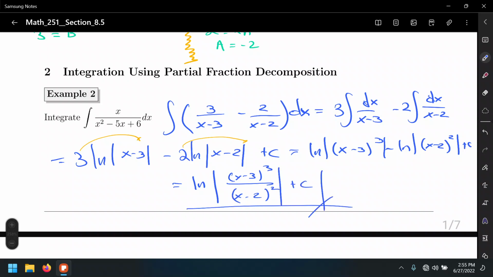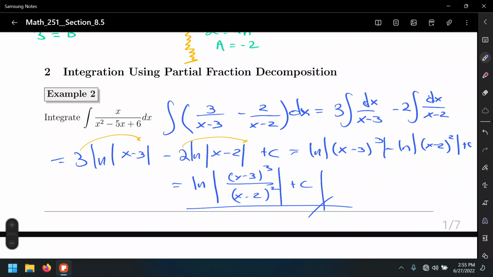And that's the final answer. But I'm not sure if it also takes this. I believe it should take the expanded version of the problem. Hopefully it does. I believe it does. All right, and well, that's our first problem in partial fraction decomposition.